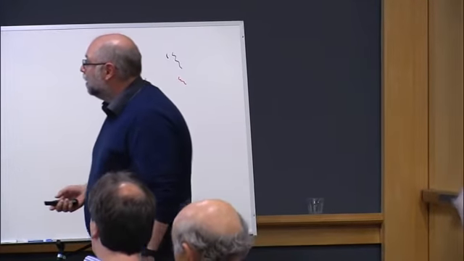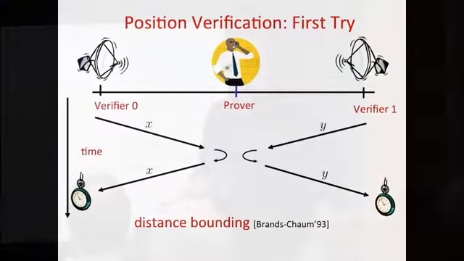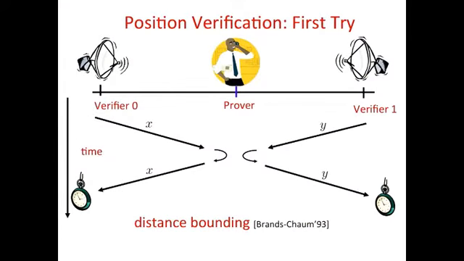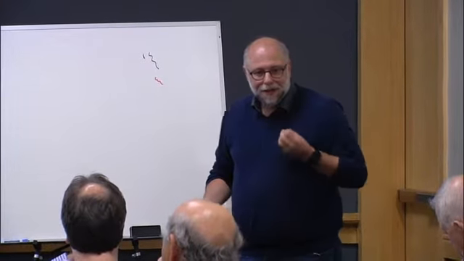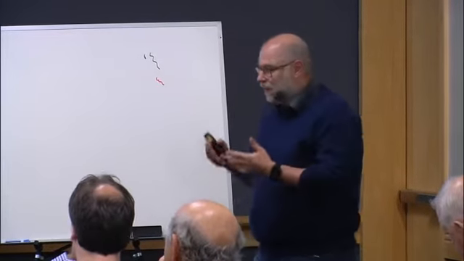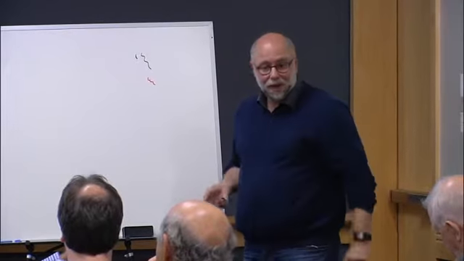Now, the other verifier could do the same thing and also time it, and that also gives you an upper bound. And these two cones intersect in precisely one position, and that's where the prover sits. And it seems that this is a secure scheme.